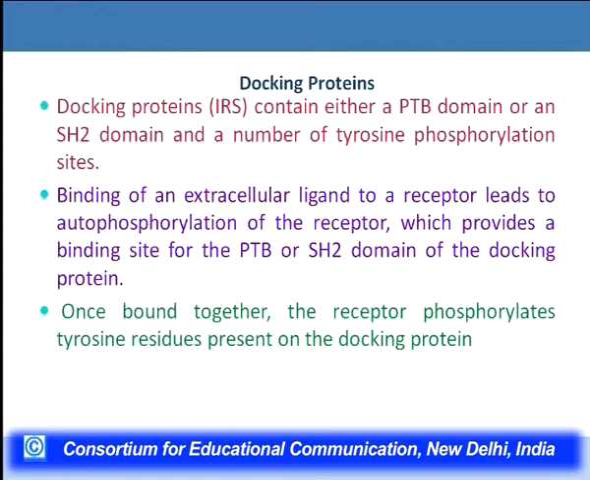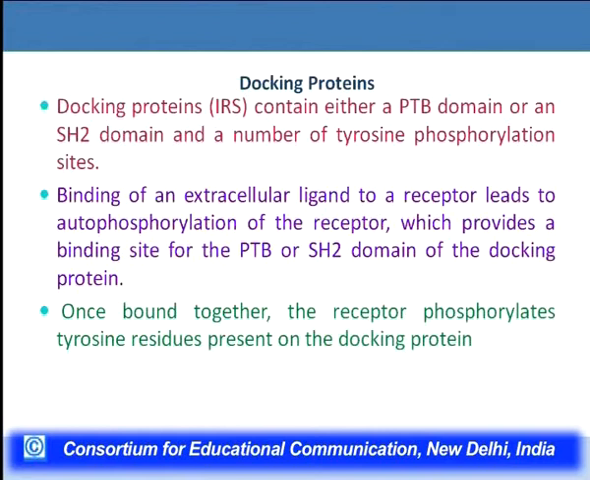Then we have docking proteins. Docking proteins contain a PTB domain or SH2 domain for binding to the receptor, and they also contain a number of tyrosine regions which can be phosphorylated by the receptor tyrosine kinase. Now, binding of an extracellular ligand to a receptor leads to autophosphorylation of the receptor, as we already know. This provides the binding site for the PTB or SH2 domain of the docking protein. Once the receptor is phosphorylated, it will attract the docking protein, and once the docking protein is bound to the receptor, the kinase of the receptor phosphorylates the tyrosine residues of the docking protein.